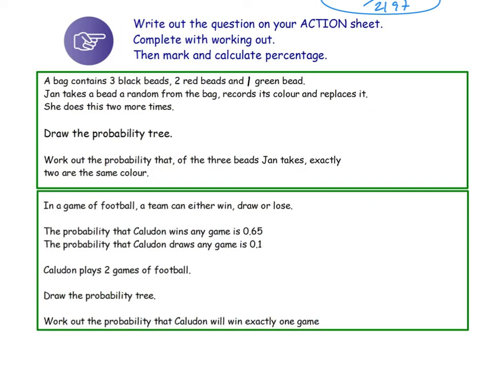Because these do take a long time to do, there are 2 questions. The top one is very similar to what we've just been doing. The numbers are obviously a little bit different, but you get the process and you just repeat that process from the last example. The second one is very similar to the very first question we looked at, where you've got a win, lose or draw scenario and you want to win exactly 1 game. So complete at least one of those, hopefully both of them, but they are challenging questions for you to have a go at. So pause the video and have a go.